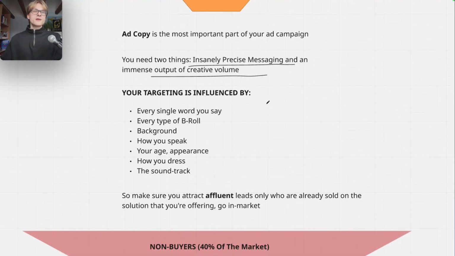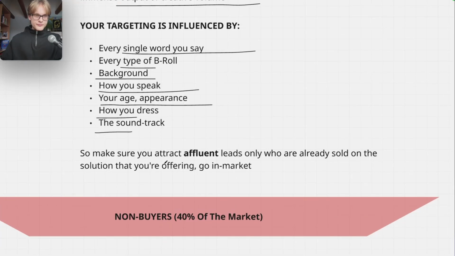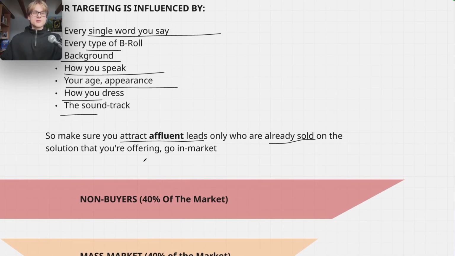Ad copy is you targeting with the post-Andromeda messaging. How you write your words determines who you get into your funnel. And your targeting isn't just your words, it isn't just your copy. It's also every type of B-roll you use, the background, how you speak, your age, your appearance, how you dress, the soundtrack, literally every single thing, okay? So make sure you attract affluent leads only who are already sold on the solution that you're offering, okay? And go very, very in market.